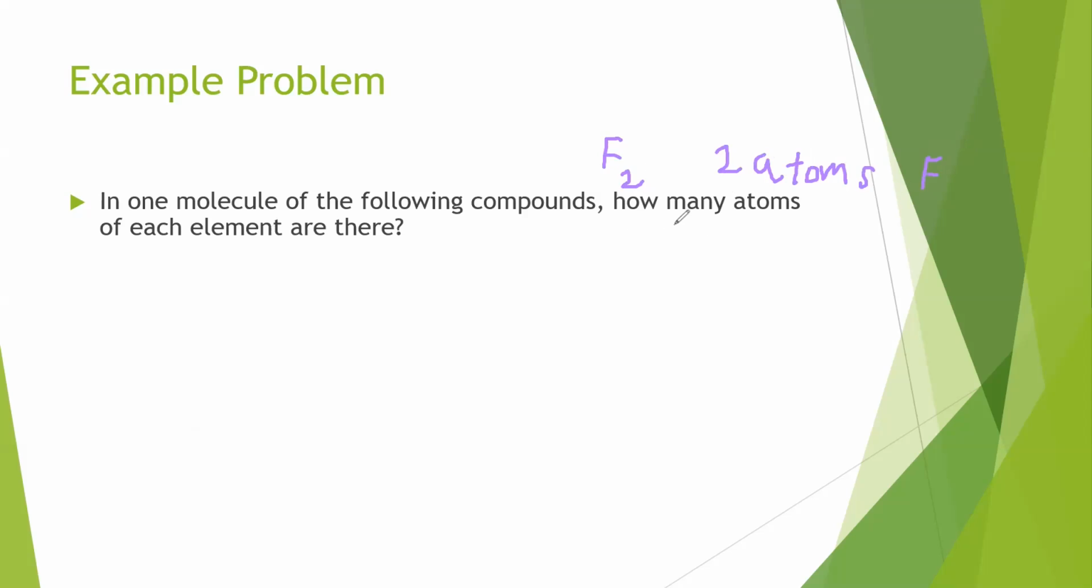And if I give you a compound like CCl4, the first thing to see is how many different elements there are. C is one element and Cl is one element. So there's 1 atom of C and 4 atoms of Cl. So that's basically how I want you to answer the questions.